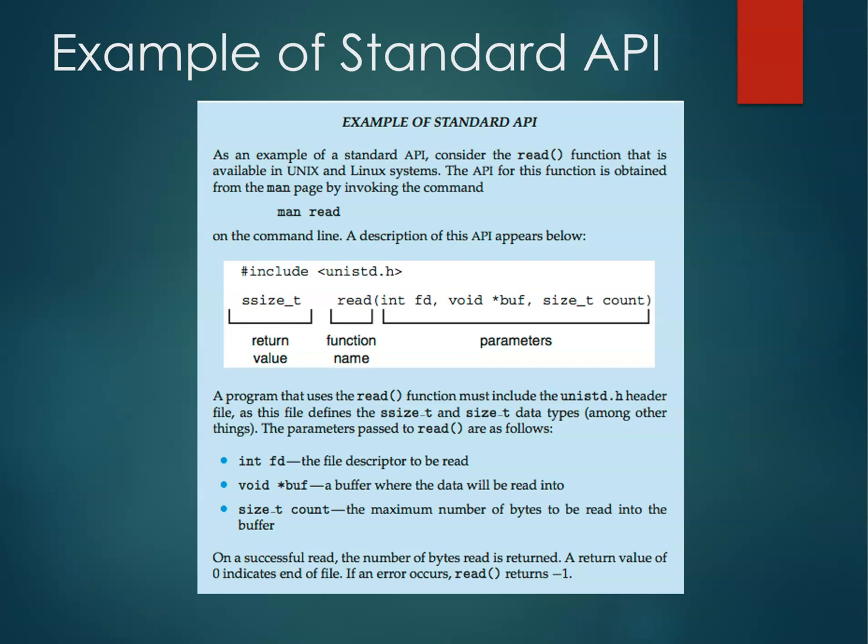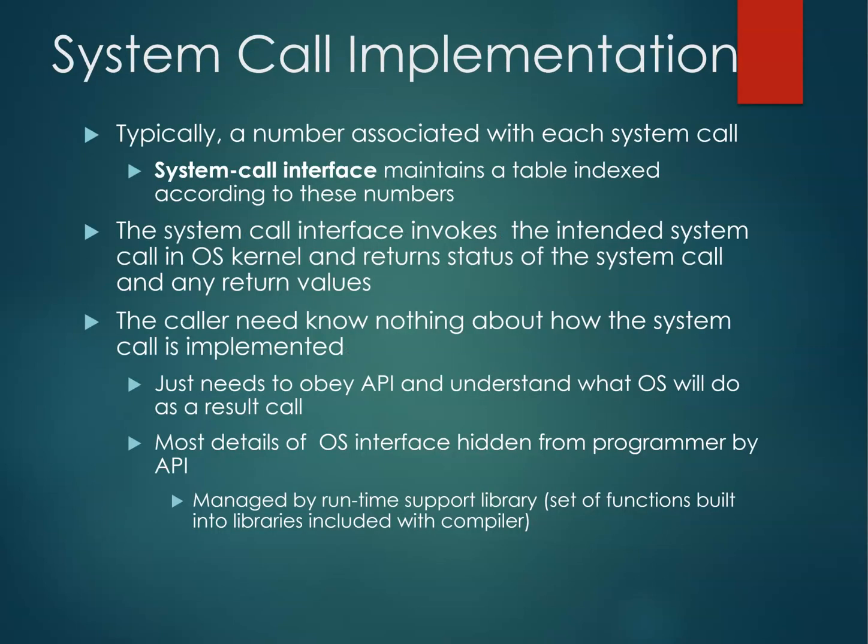The parameters are as follows. fd is a file descriptor to be read, a buffer where the data will be read into, and the number of bytes to be read, the maximum, not the actual number, which could be less. On a successful read, the number of bytes is returned. A return value of 0 indicates end of file, and a return value of -1 equals an error.